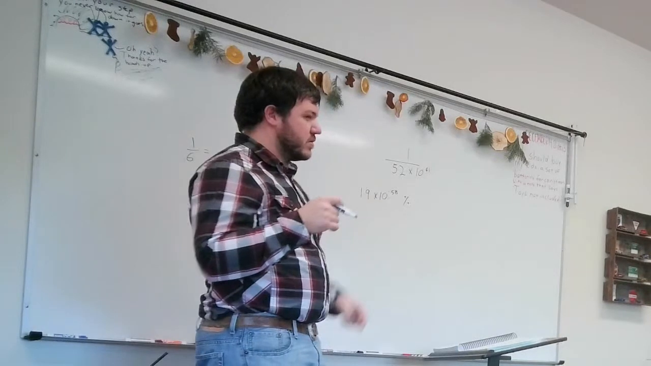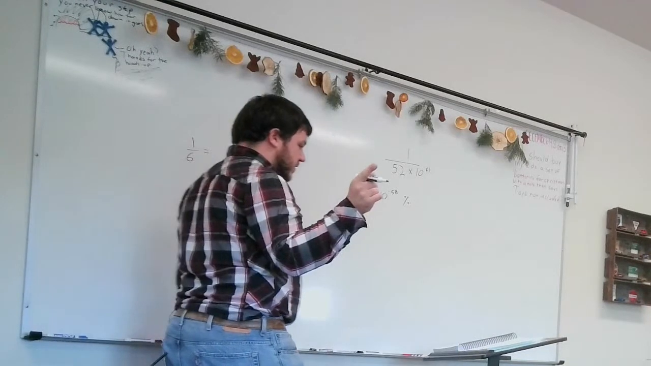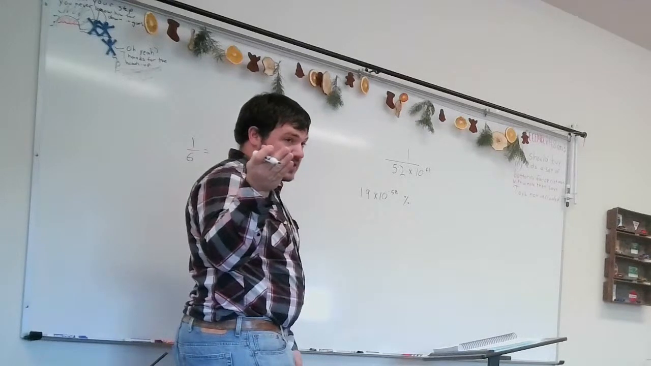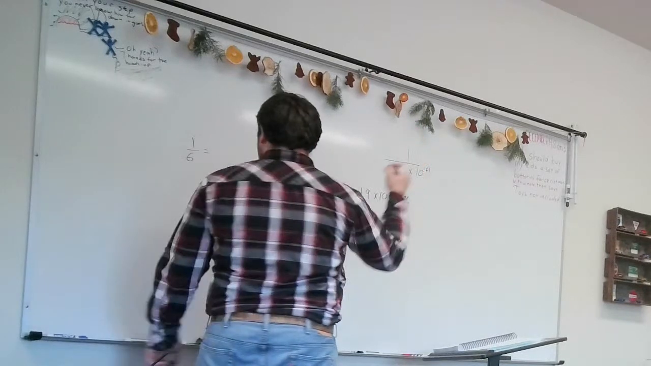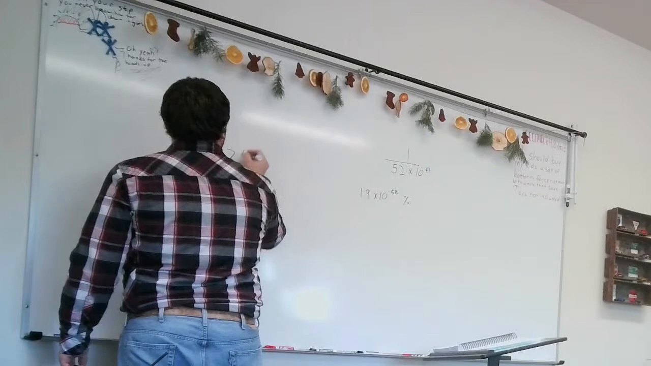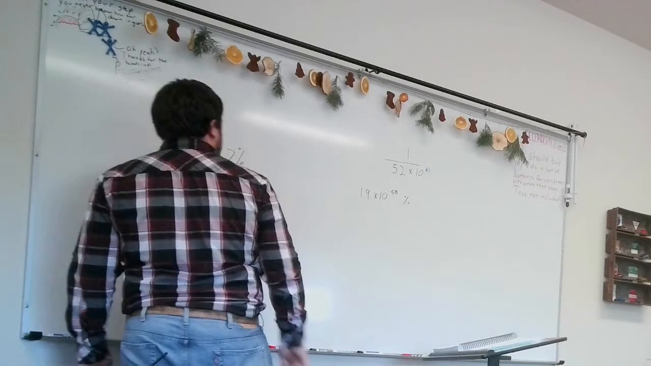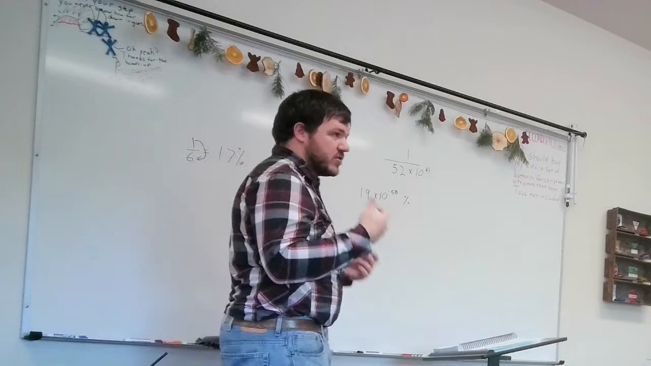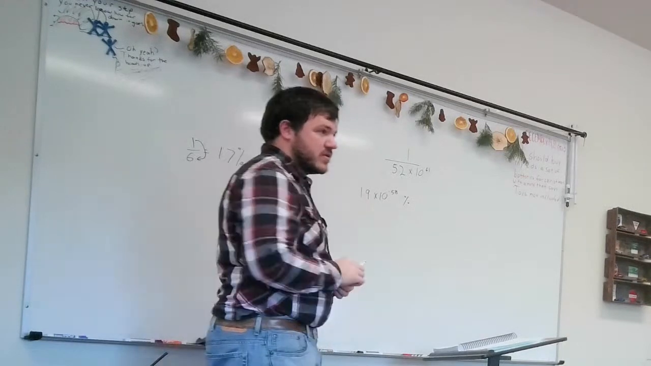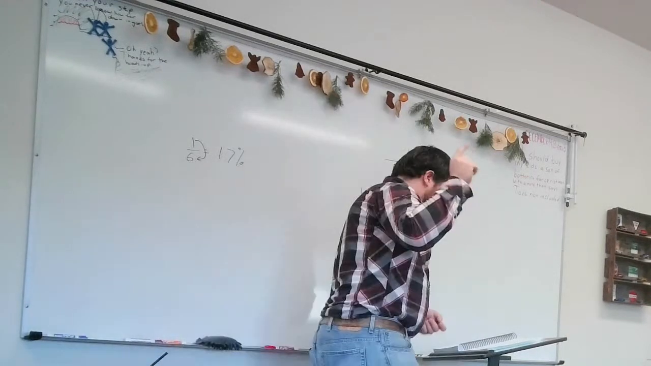16 and 2/3, so you round that to the nearest percent, you're gonna get 17%. Right, so you just divide the top number by the bottom number. 1 divided by 6 is going to be 16 2/3. So the next one.